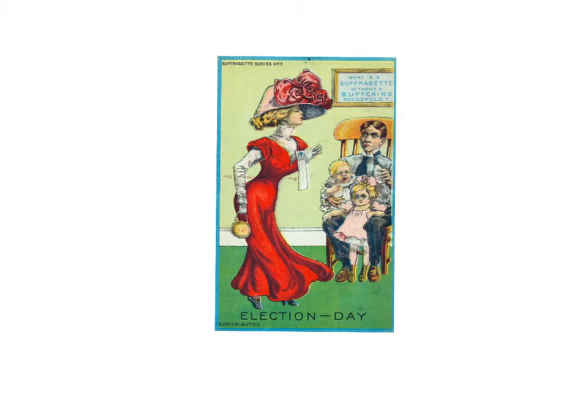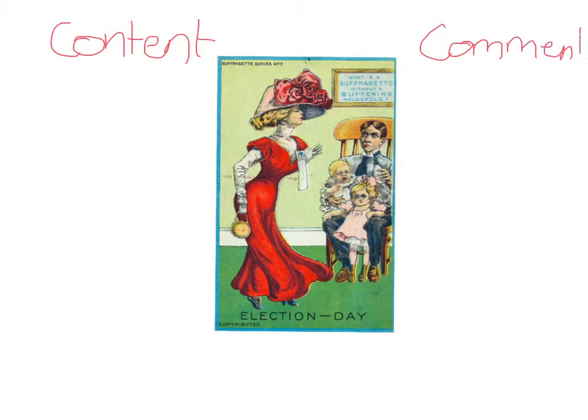So, the question we're going to answer is, why was this source published in 1909? Now, to answer this question, we need to follow the structure of the 3 C's. So, content, comment, and then context.